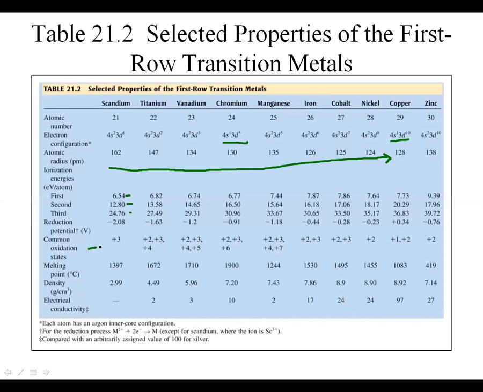Here are our common oxidation states as we talked about. Again, +3, +2, very common. We do see a general decrease in melting point and a general increase in density as you go across. Again, you have more protons as you go to the right, which gives it more mass, and volume also increases as you go to the right.